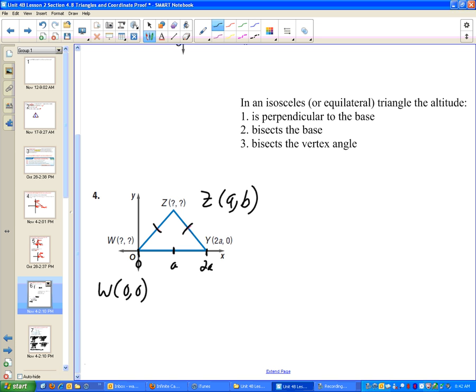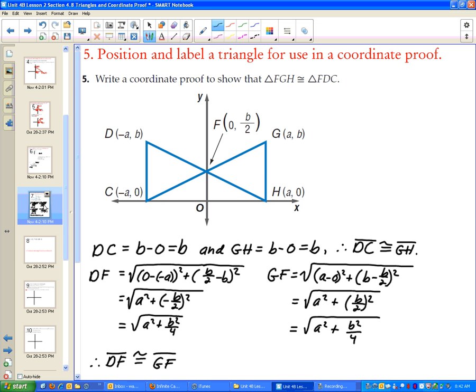Now, if I were you, I might be thinking, okay, this is all well and good, and in fact, that's kind of easy. Why are we doing this? Well, we're doing this because we're eventually going to have coordinate proofs. We're not yet. Let me show you what a coordinate proof actually looks like. On number 5, it says write a coordinate proof to show that triangle FGH is congruent to triangle FDC. So, you can see what I've done here. They've got all the coordinates already on there, so they've already positioned it and labeled it.